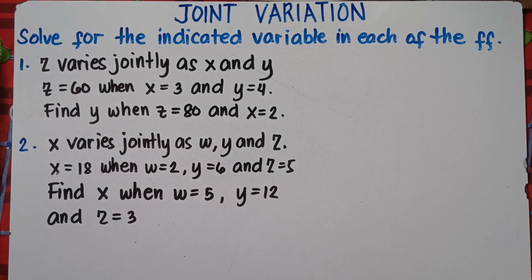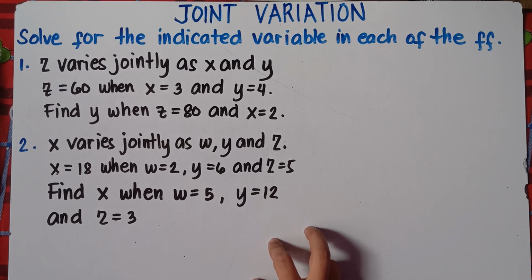Our topic for today's class is all about joint variation. So without further ado, let's do this topic. We are told to solve for the indicated variable in each of the following equations. Now in joint variation class, there are two or more variables involved. So let's try number one, class, for us to understand this one.